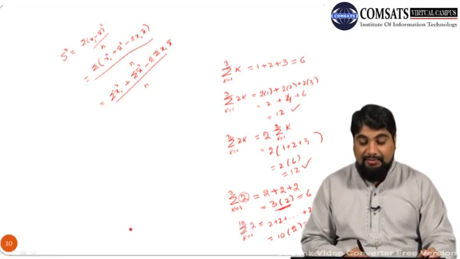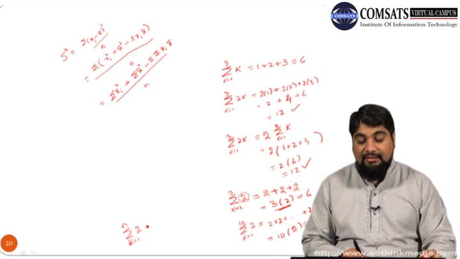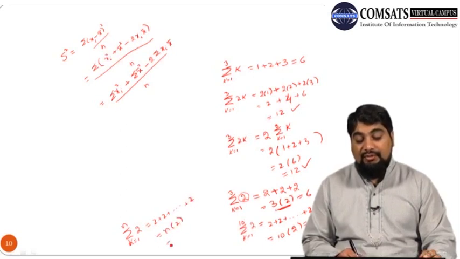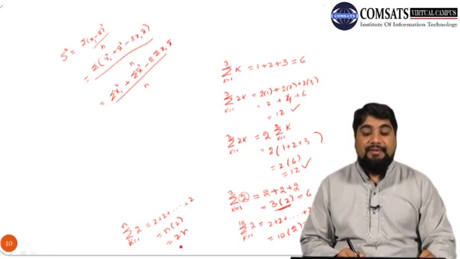So if we have summation of 2 where k ranges from 1 to n, this will be 2 plus 2 and so on n times, or in other words we will write it as n times 2, or 2n.